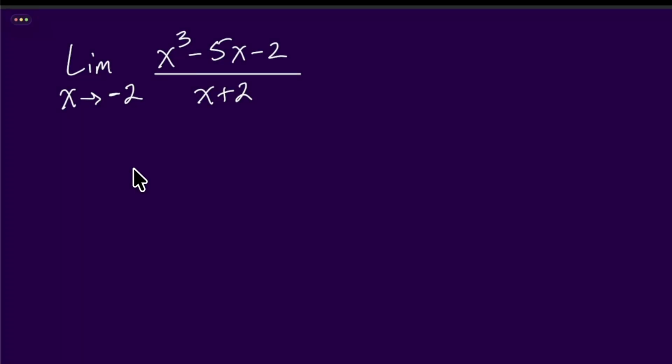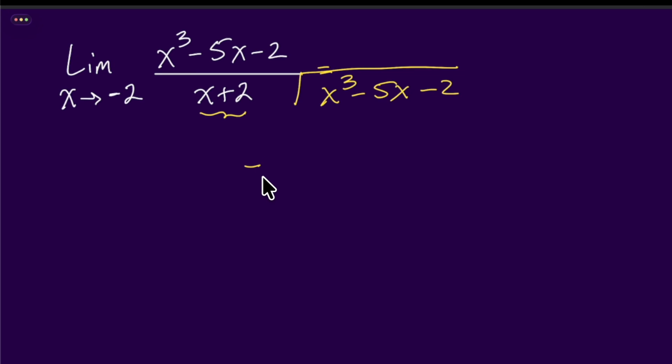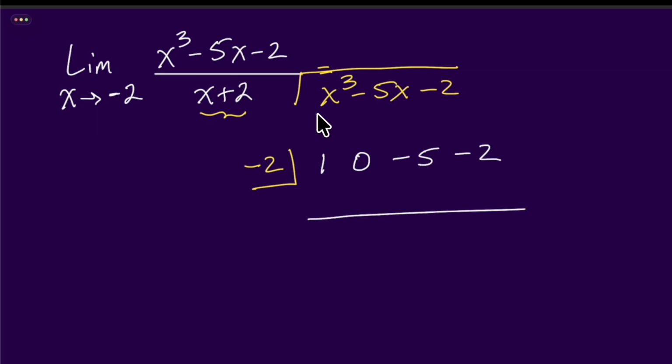Here for this limit, as x approaches -2, we are unable to factor and cancel. So folks, what we're going to do is we're going to use long division here. All right, let's do synthetic division. Okay, since our factor is x plus 2, we're going to put -2 in the little box. And across the top here, we're going to have 1 for the x cubed. We're going to have 0 for the missing x squared, -5 for the x term, and -2 for the constant term. We're going to bring this straight down.